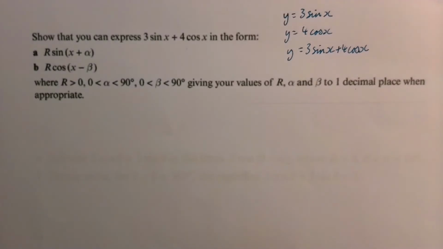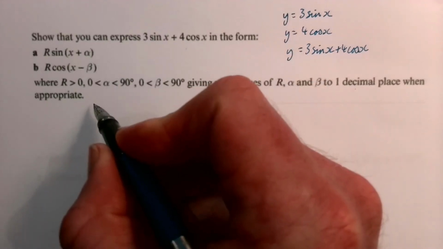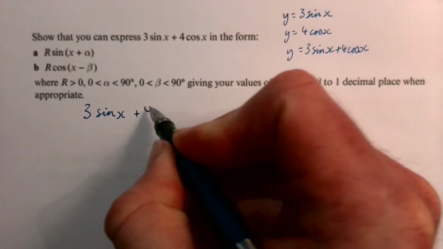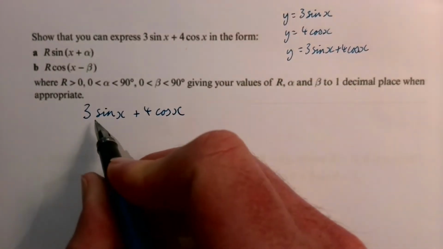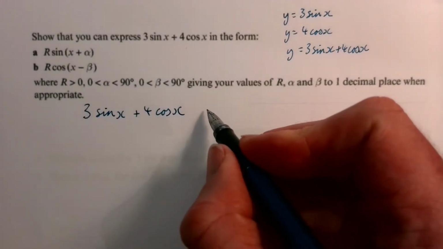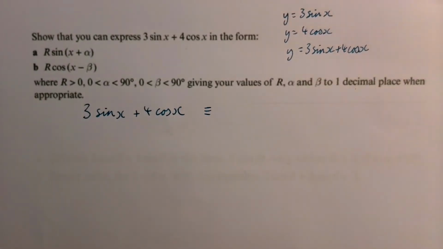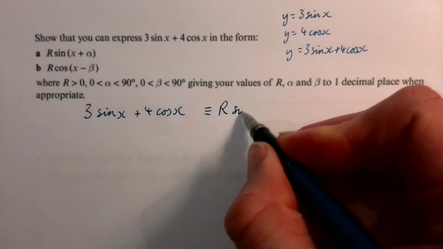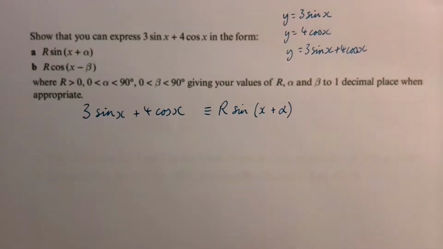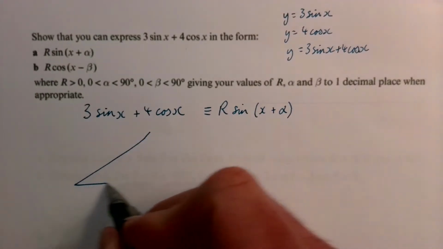So let's put it in this form. So 3 sin x plus 4 cos x, and I'm putting the 3 sin x first because it's sine there. Now that's very important, and that's going to be equal to, or identical to, r sin(x plus alpha). Right, now the little trick we're going to do is we're going to draw a right angled triangle.